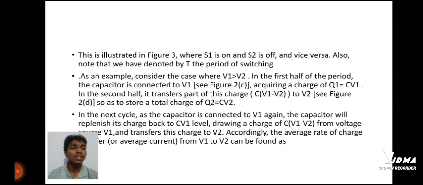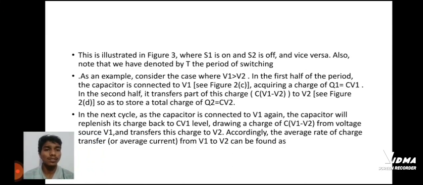Let us consider V1 is greater than V2 in the figure. In the first half of the period, the capacitor is connected to V1, acquiring the charge Q1 equals CV1. Similarly, in the second half, Q2 equals CV2. In the next cycle, as the capacitor is connected to V1 again, the capacitor will replenish its charge back to the Q1 level, drawing a charge of C of V1 minus V2 from the voltage source V1 and transferring it to V2.